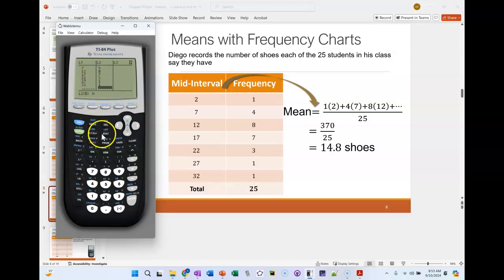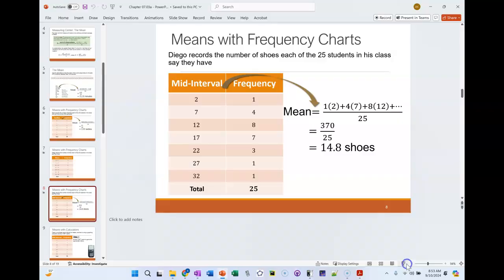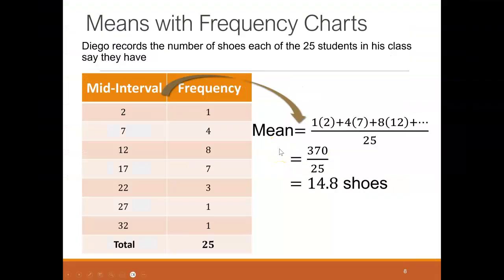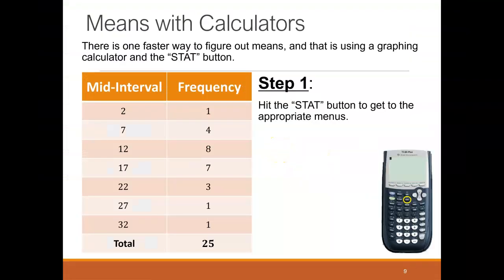So I entered everything into L1 and L2. Again, the observations in L1 and the frequencies in L2. So I do stat, calc, one variable stats, L1 for my observations, L2 for my frequencies, hit calculate, and blammo. Mean spit right out at me. If I wanted the median, I just scroll down, blammo, right there. Super nice, right? Boy, Mr. Kulik, this calculator thing is really helpful. Yeah, the calculator is a powerful tool.